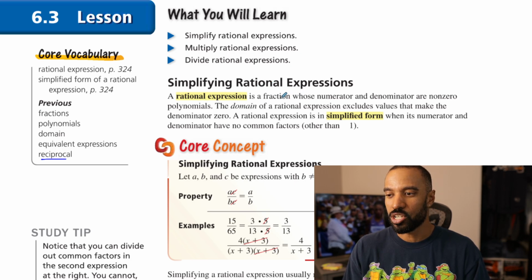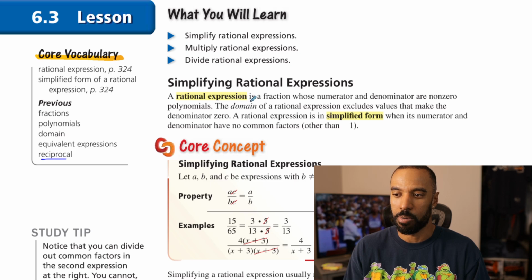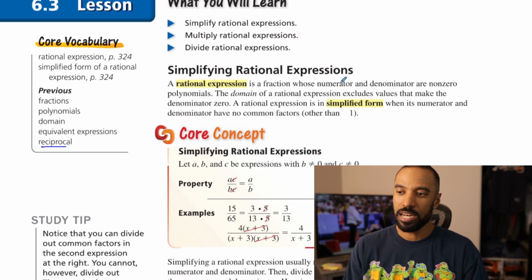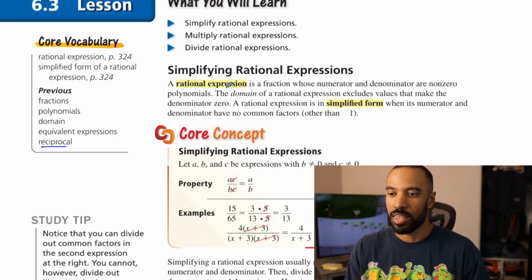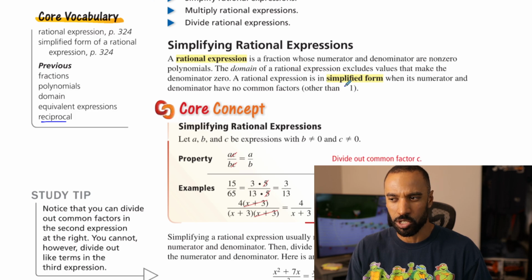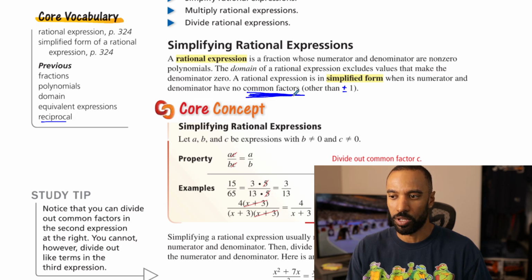A rational expression is a fraction whose numerator and denominator are non-zero polynomials. The domain of a rational expression excludes values that make the denominator 0. Now, I don't know if they use the word, I tend to use the word restrictions. They might say exclusions. There should be a plus or minus here as well. A rational expression is in simplified form when its numerator and denominator have no common factors other than plus or minus 1. Here's the proper phrasing we're looking for here.